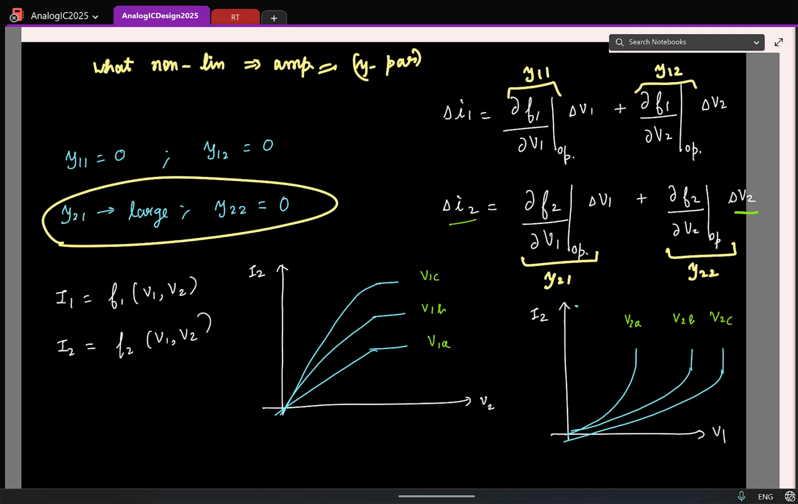Now, I'm sure you have seen some device which has characteristics like this. What is it? MOSFET. And that's exactly why you use MOSFET. And for a MOSFET, it turns out the gate current I1 is always 0. So these conditions are automatically satisfied.